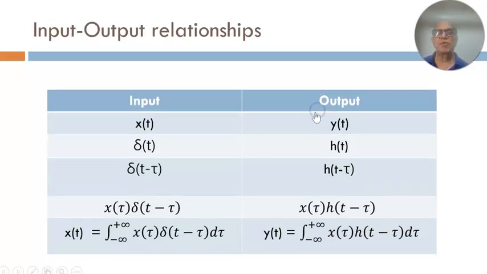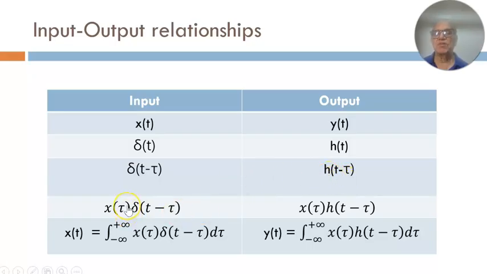Now let us study the input-output relationship by using the relationships that we have studied so far. Suppose x(t) is my input, and for a given system, let us say that corresponding to x(t), y(t) is my output. Now if the input is delta(t), we have already said that we designate the output as h(t). Since we are assuming a time invariant system, if I delay the input by tau seconds, the output also gets delayed by tau seconds. So if the input is delta(t minus tau), then the output is h(t minus tau).